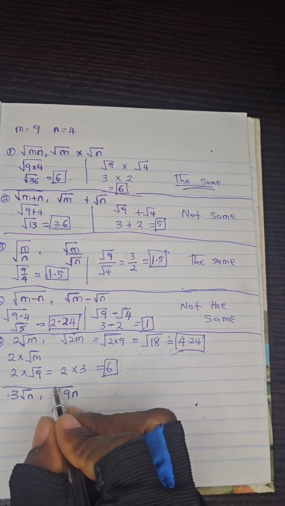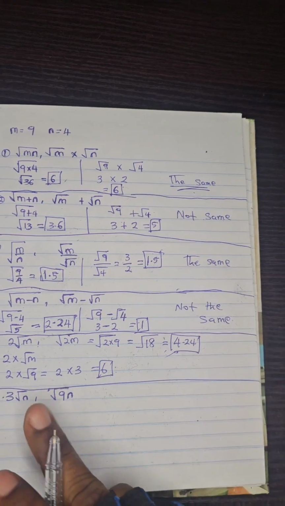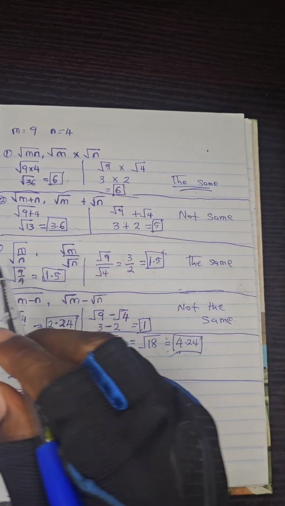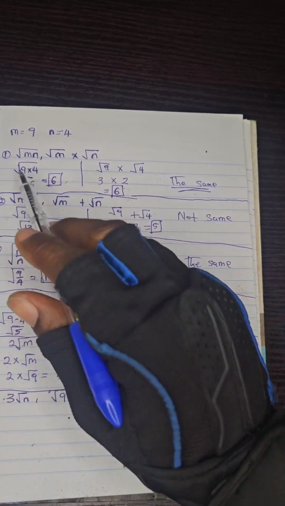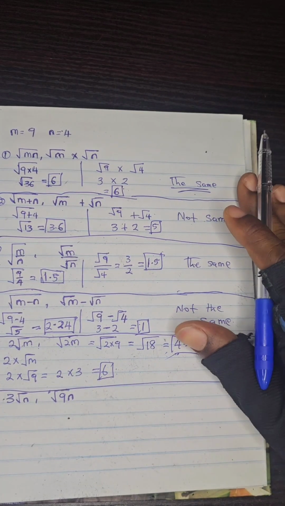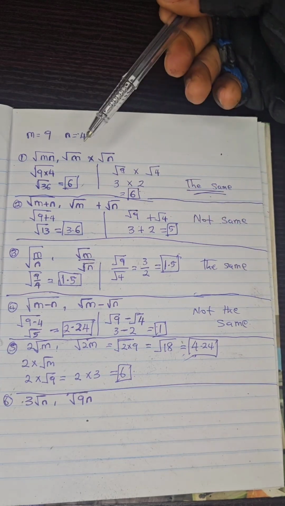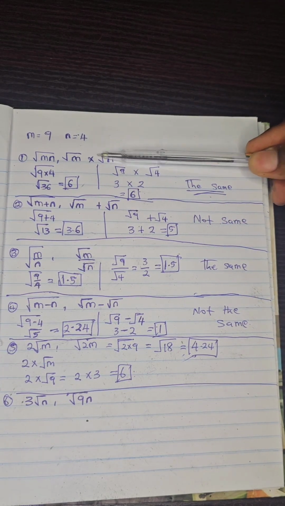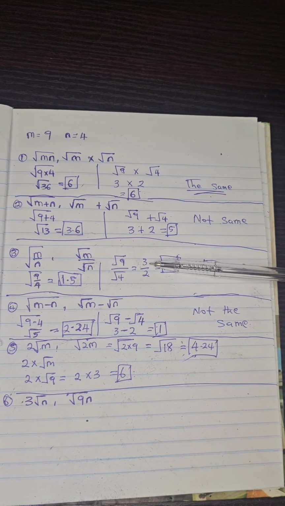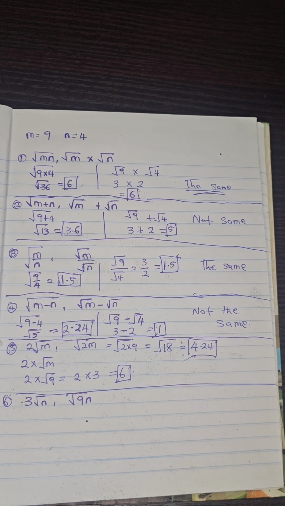In the same way, if you solve the others, you'll find out that it's only number 3 and number 1 that are the same. In the next topic we are going to start simplifying surds. So you understand that this rule here is called the product rule in surds. This number 1 is called the division rule. Those are the things we are going to do in our next class, and they also define some rules that guide us in surds.